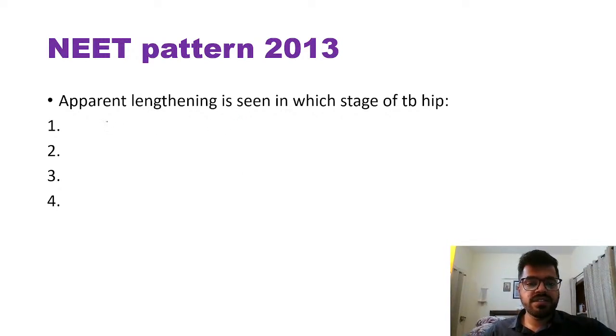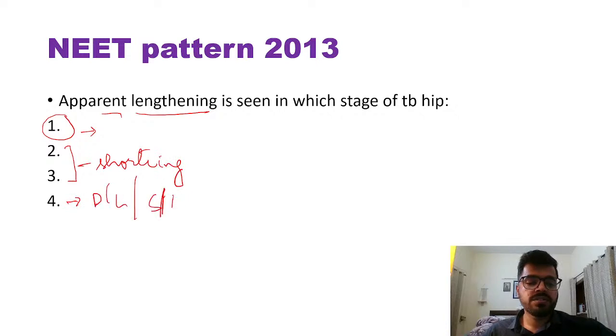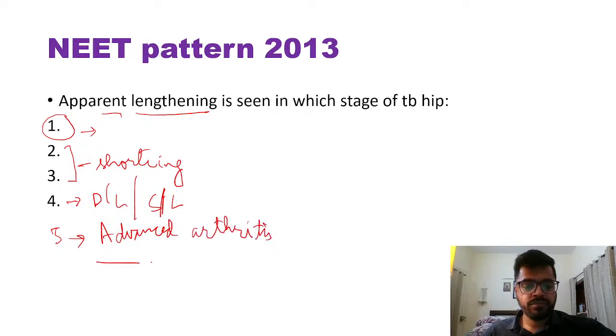Apparent lengthening is seen in which stage of TB hip? As we discussed, stage 1 has apparent lengthening. Stages 2 and 3 have shortening. Stage 4 is dislocation or subluxation. Stage 5 is advanced arthritis. So this question has been asked. Apparent lengthening is seen in stage 1.